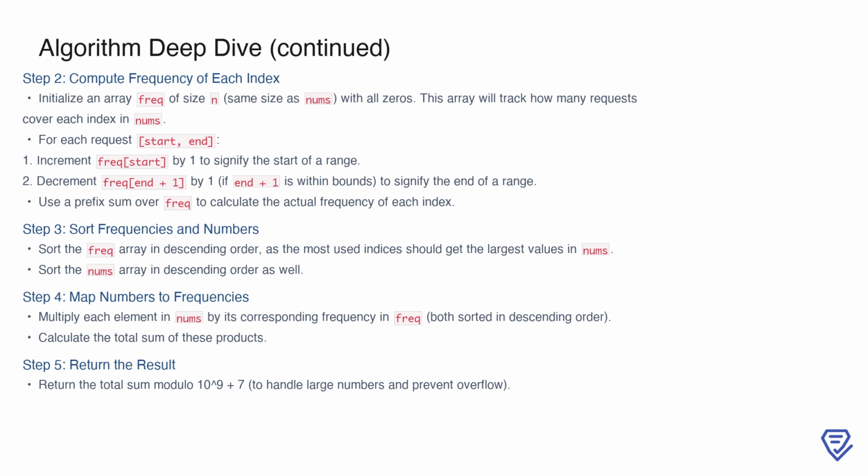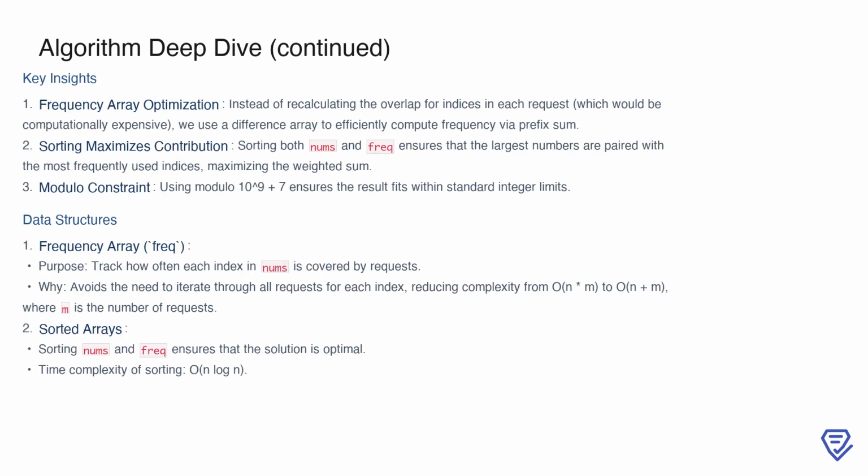Similarly, we sort the nums array in descending order so we can pair the largest numbers with the highest frequencies. Once sorted, we multiply each number by its corresponding frequency and sum these products. Finally, the result is returned modulo 10^9 + 7 to handle large numbers and prevent overflow. The solution hinges on a few key insights.